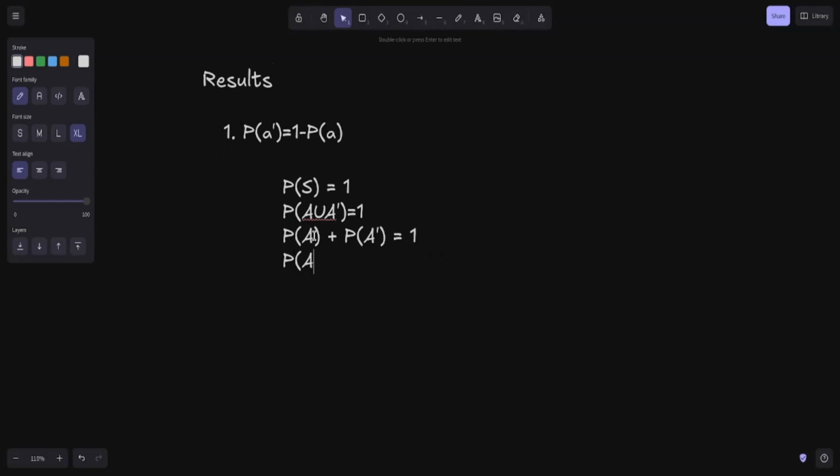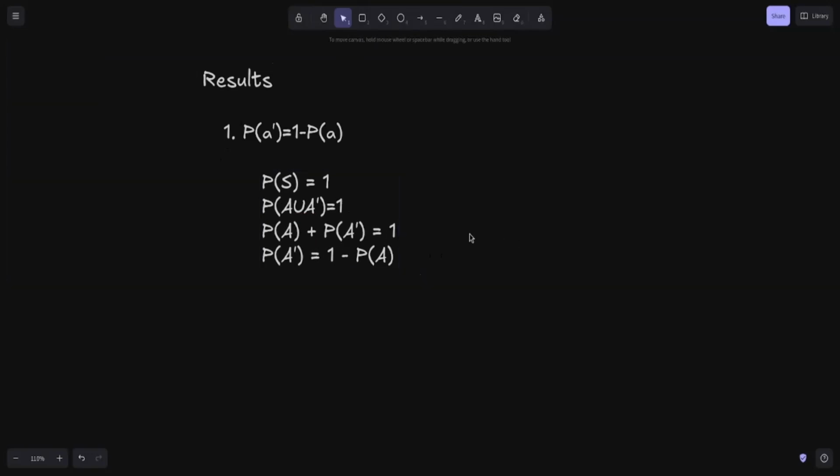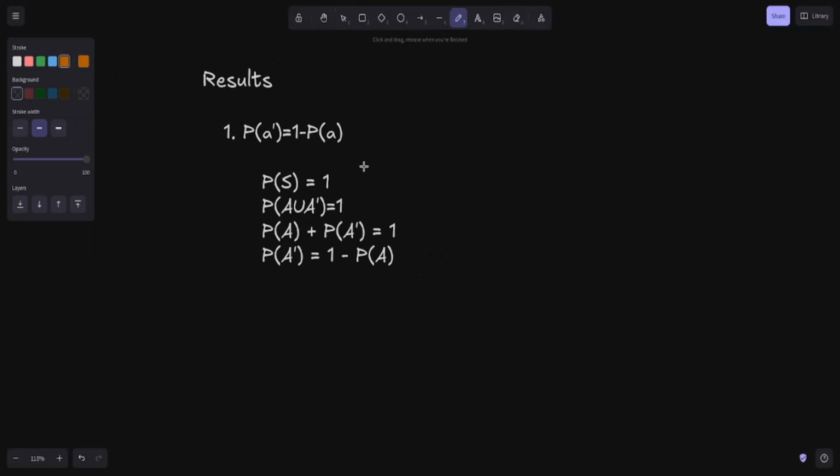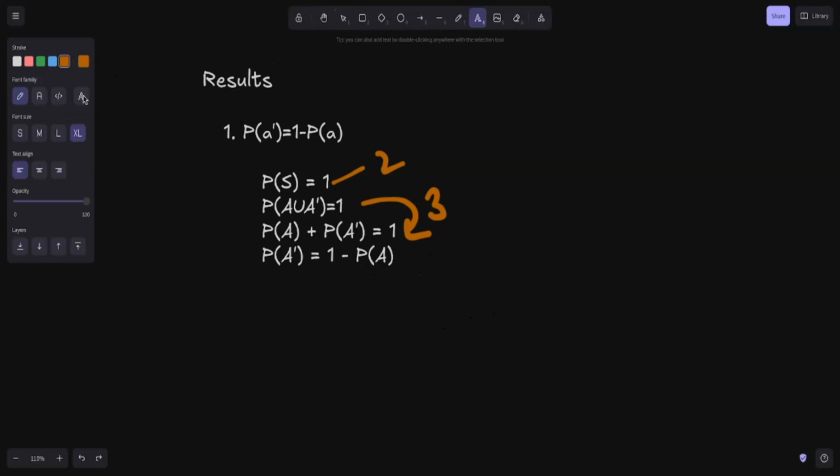So P of A complement is equal to 1 minus P of A. So this one comes from where? This one comes from the second one, and this comes from the third one. Axiom. We will only be using axioms, nothing else. We'll use axioms to prove everything. Okay, so you understand, this one comes from here and this one comes from here. Now this is a very rudimentary form, I guess. Rudimentary proof. Let's go to the second proof.